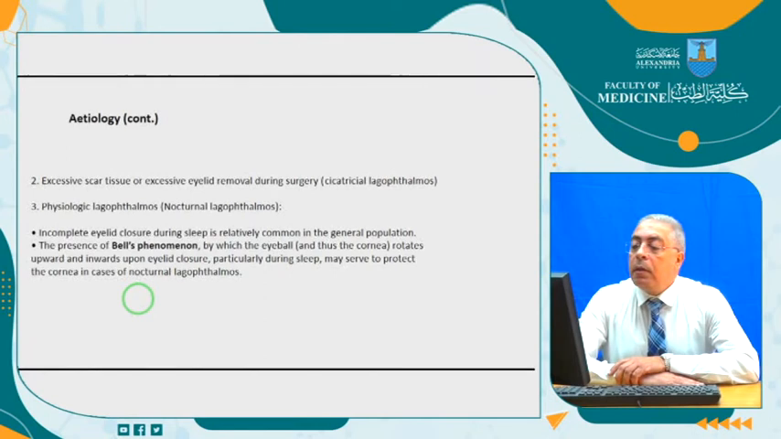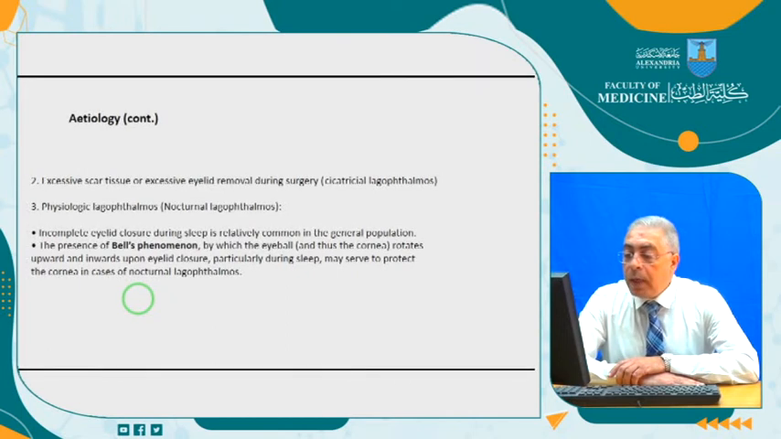Another etiology of lagophthalmos is excessive scar tissue of the eyelids, like in cases of trauma. One of the etiologies is physiologic. In many people there is incomplete closure during sleep. It's serious if there is no Bell's phenomenon.